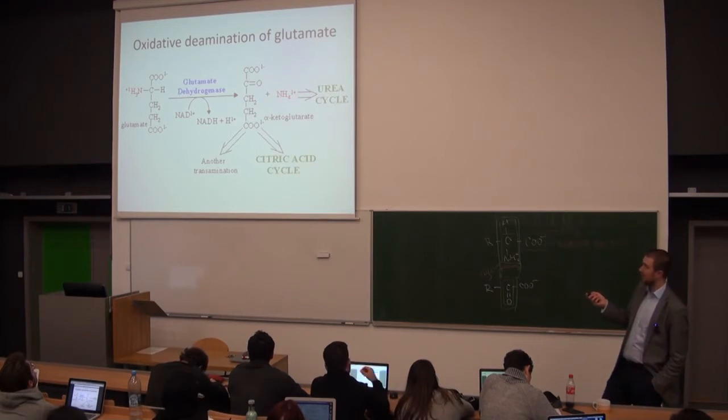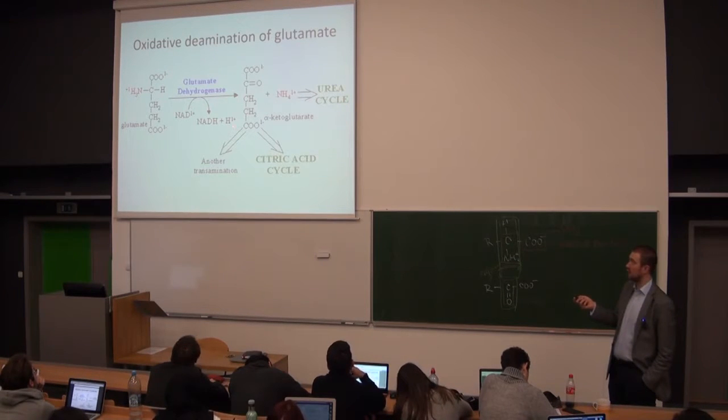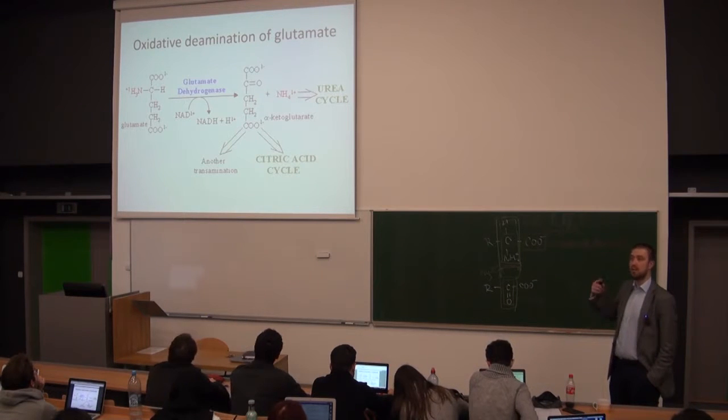The ammonia molecule enters the urea cycle. These cofactors can be reoxidized in the mitochondria. And the alpha-ketoglutarate can enter the Krebs cycle, or it can enter other transamination, for example, with ALT or with AST.